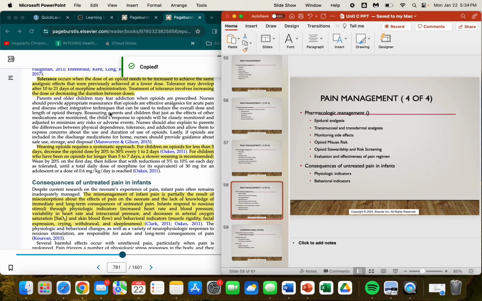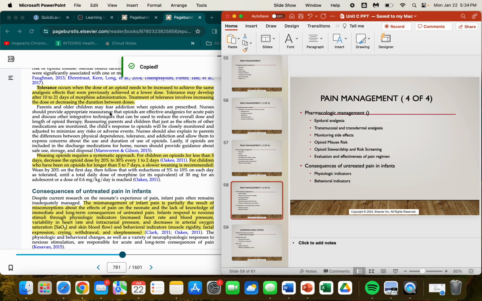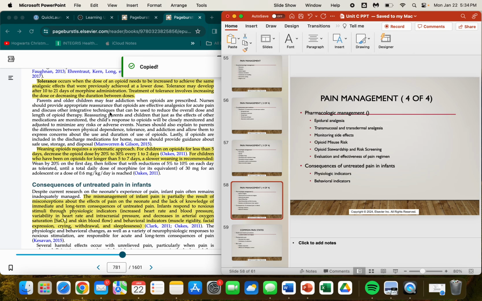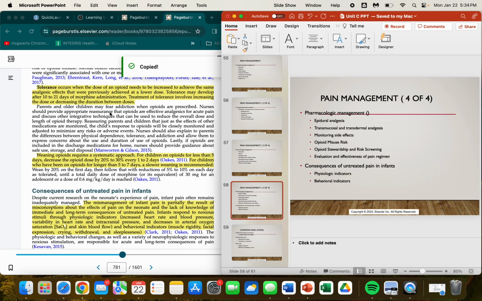So tolerance is what we call it whenever the dose of an opioid needs to be increased to achieve the same analgesic effect. That usually develops 10 to 21 days after starting the administration of that opioid.